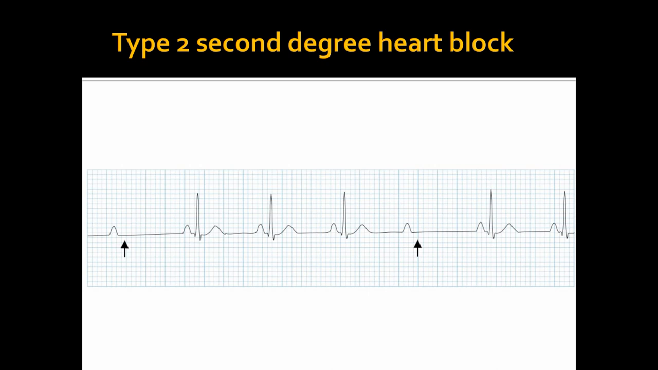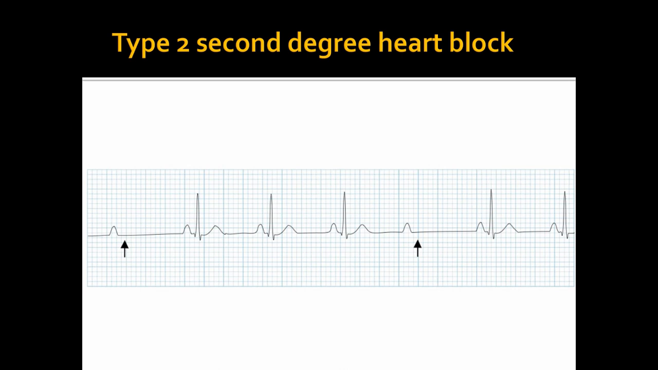So this is type 2 second degree heart block. You can see that there is a P followed by a QRS complex, and again there is a P followed by a QRS complex, there is a P followed by a QRS complex, and then there is a P which is not followed by a QRS complex. Okay, here the QRS complex is missing, and a similar process repeats again. This P is followed by a QRS complex, there will be 2 more such complexes, and there will be a P again which is not followed by a QRS complex, like you can see over here.